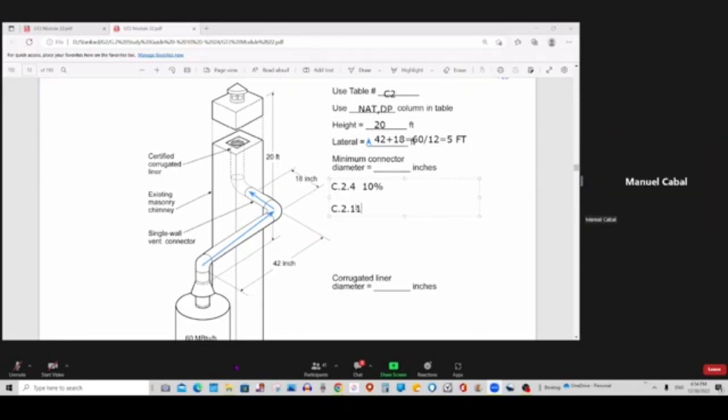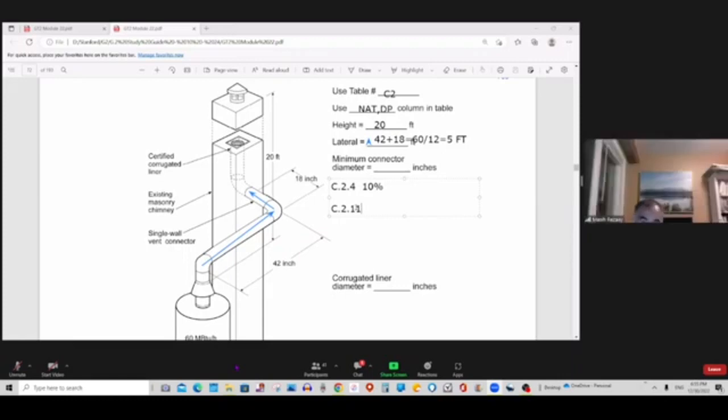For each additional 90 degree turn or its equivalent, the maximum capacity of each individual vent connector listed in the venting table should be reduced by 10%. Okay, thank you, sir. So we have to reduce the capacity of the vent by 10%. When we say we reduce the capacity of this vent by 10%, it means we have to increase 10% to the capacity of the appliance.